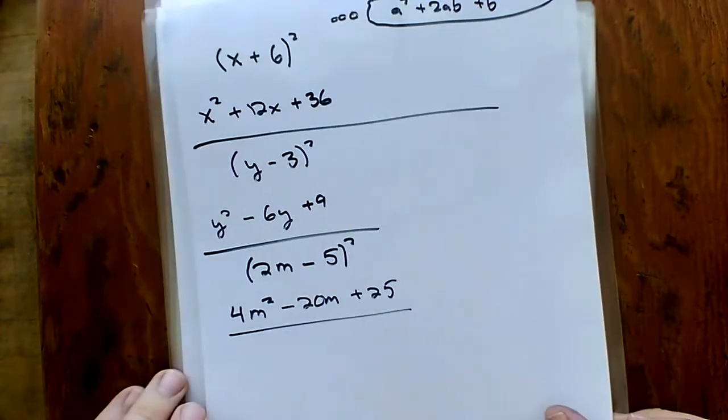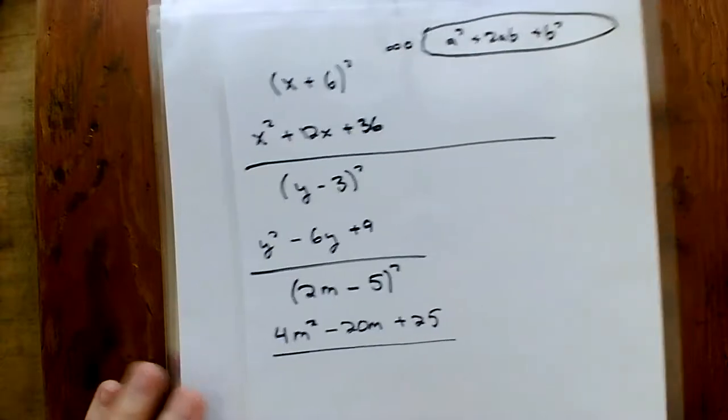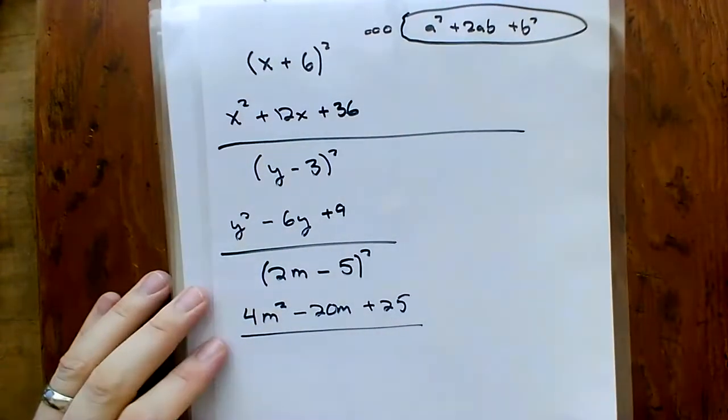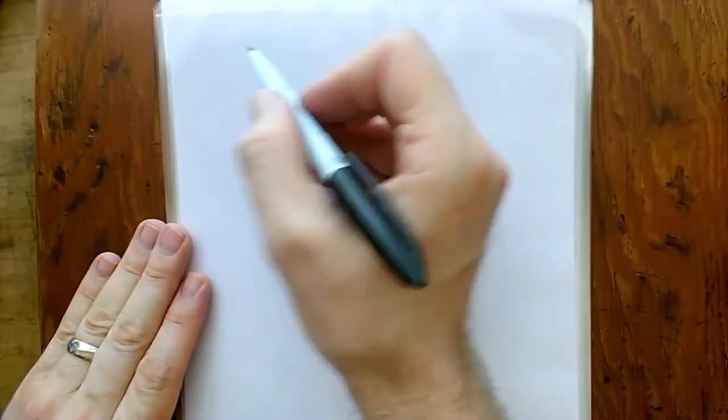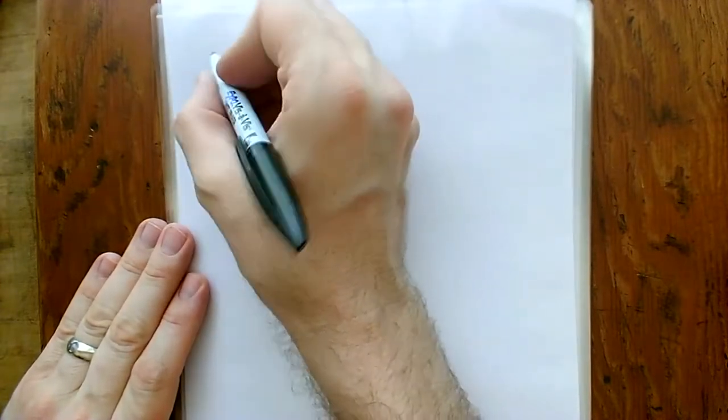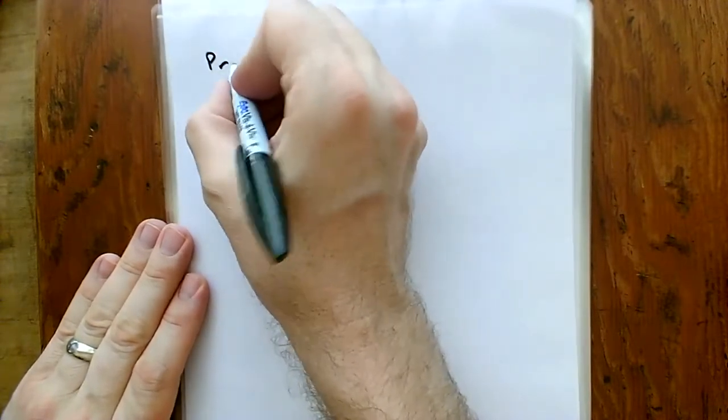All right, let's talk about our next one. And this one is a very, very fun thing. Once you get the hang of it, it gets to be a lot of fun. This is called the product of conjugates.